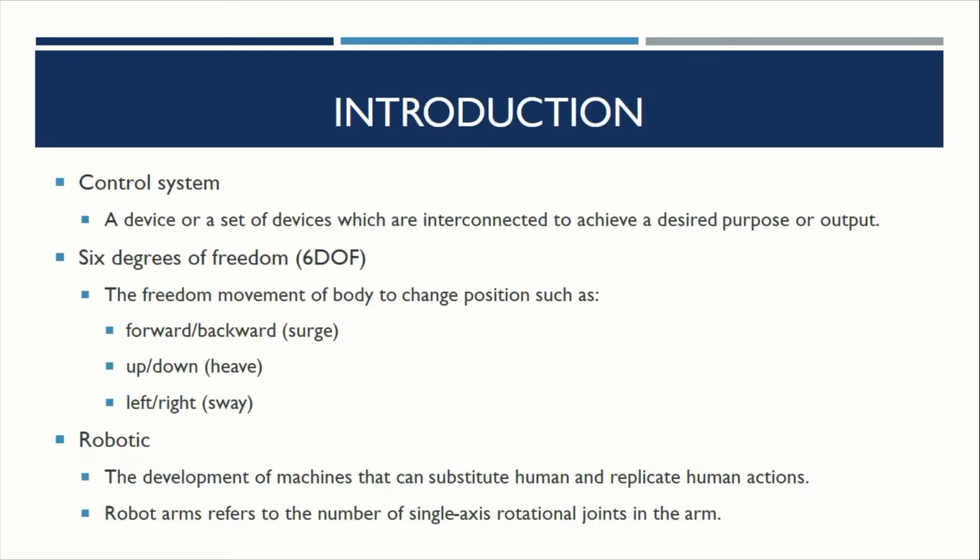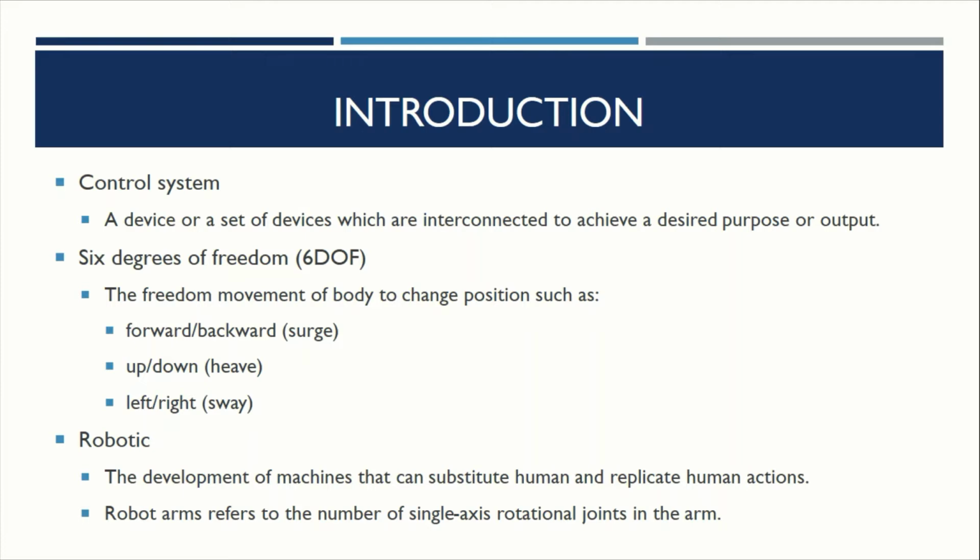Introduction. What is a control system? A control system is a device or a set of devices which are interconnected to achieve a desired purpose or output. 6 degrees of freedom, known as 6DOF, is the freedom of movement of a body to change position, such as forward or backward, up or down, and left or right.